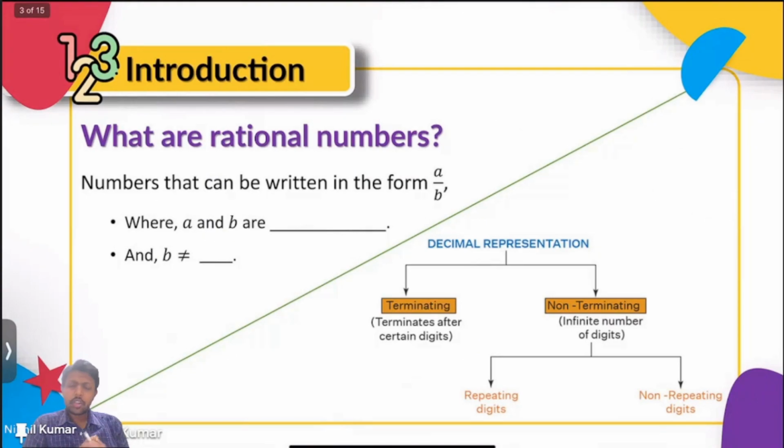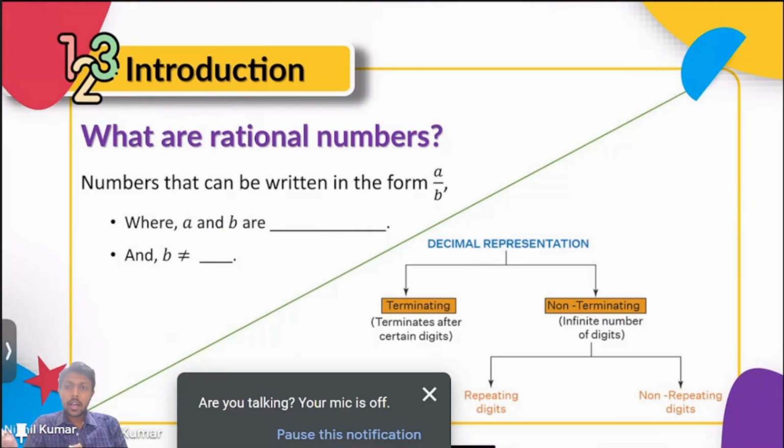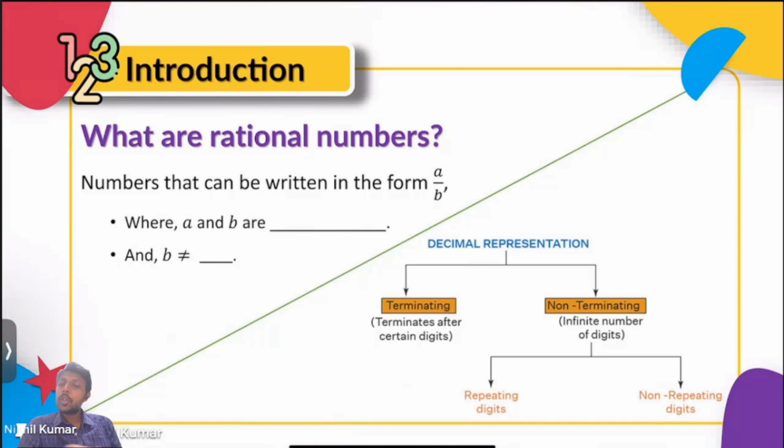Quick revision of what we studied in class 9. What are rational numbers? We know that rational numbers are part of real numbers. Real numbers are divided into two major groups, rational and irrational. We'll come to irrational numbers also, but before that, let's quickly revise what we studied in class 9. So, rational numbers are numbers that can be written in the form a upon b. And what is special about a and b? What are the conditions on a and b?